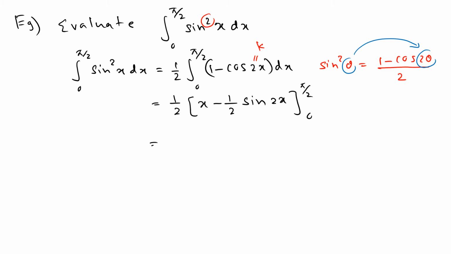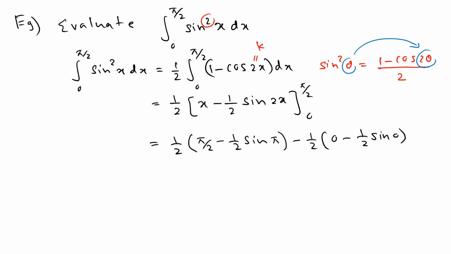So let's plug in the two values. So 1/2, we plug in pi over 2 first: it is x, pi over 2, minus 1/2 sine. When you plug in pi over 2, it becomes sine pi. Again 1/2. Now let's plug in 0. So 0 minus 1/2 sine 0. We know that sine 0 is 0, so this is gone. So you only get that.